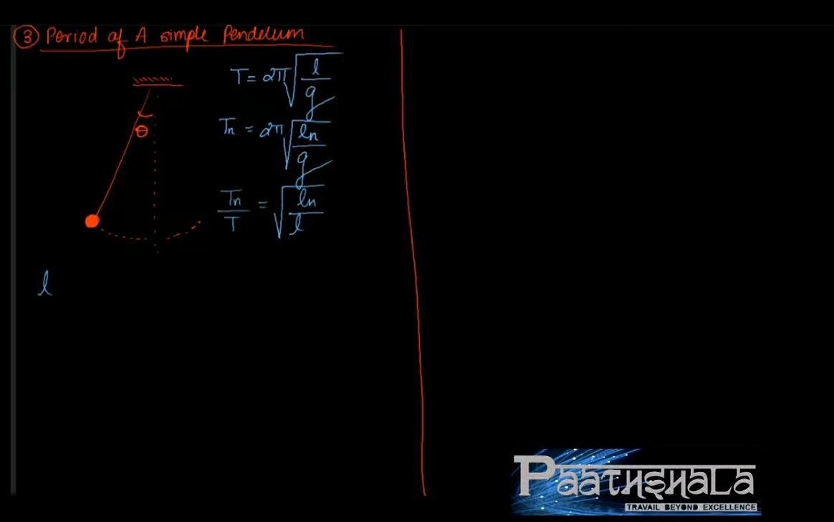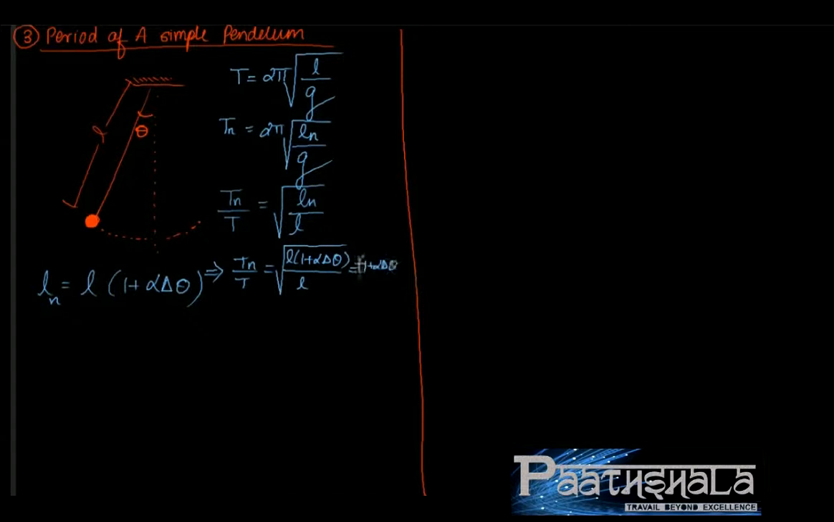Here the assumption is that this L of the pendulum is made out of some material that expands after heating. So L new is equal to the original L into 1 plus alpha delta theta. Perfect. So that will imply T new upon T is equal to under root of L into 1 plus alpha delta theta upon L, which is 1 plus alpha delta theta raised to half.